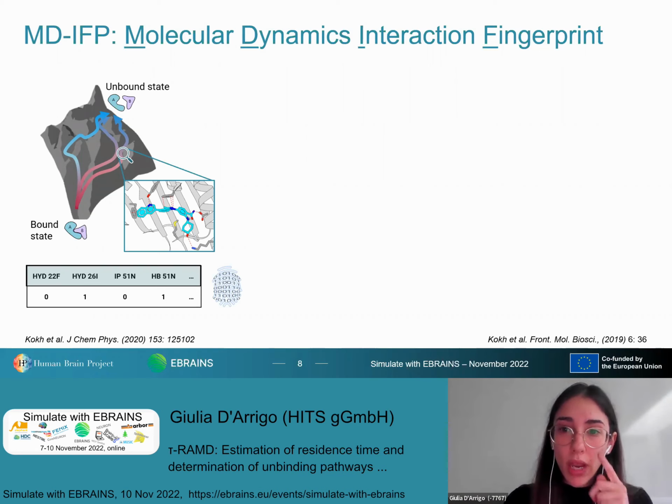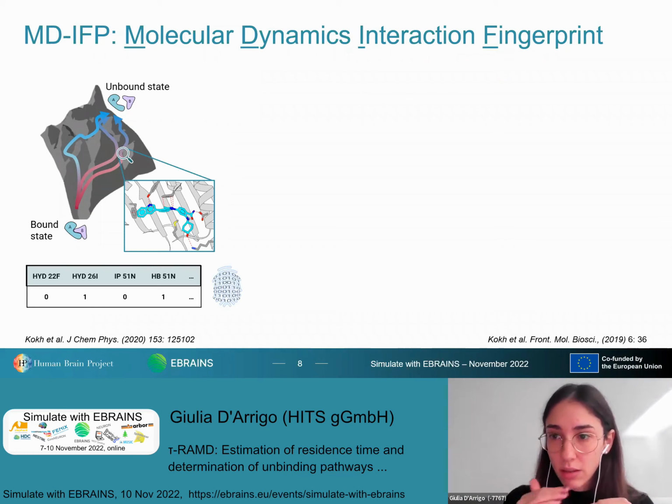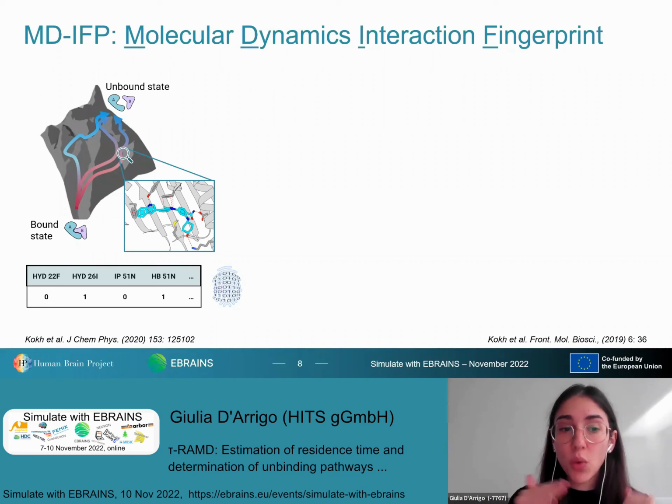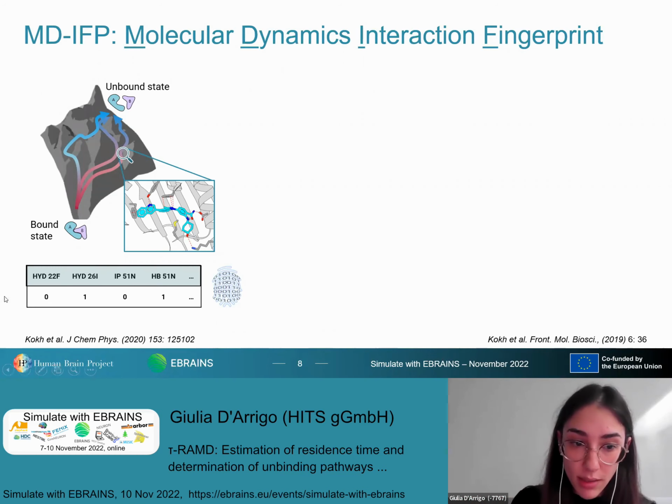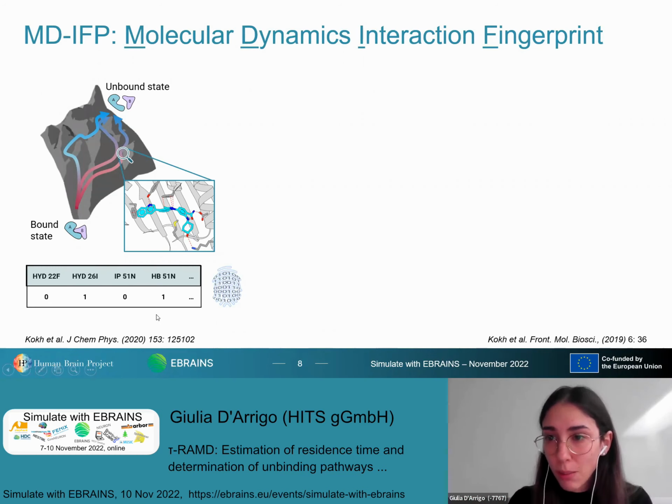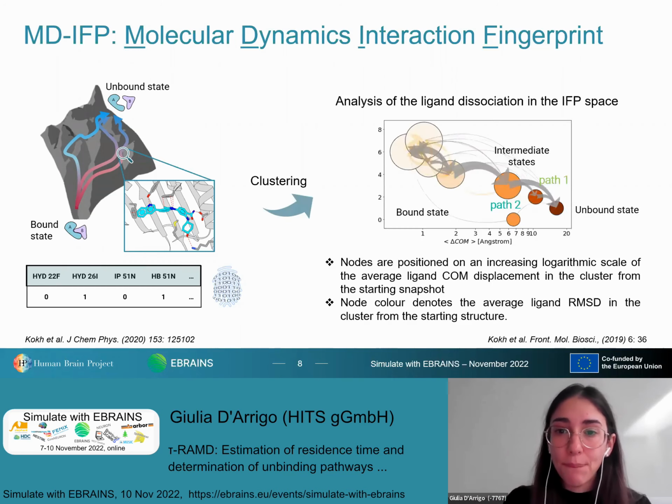So basically, we are going to store all these interactions for every frame and then collect them into a matrix, which will be then converted into a binary matrix as the one that is shown here, where basically 1 means that we have an interaction and 0 means no interaction. And then let's imagine we will have a huge binary matrix for all the frames of all our RAMD trajectories, which will be the input for a clustering analysis. And this is important because through the clustering analysis, we are going to be able to actually see what is the pathway that our molecule is taking.